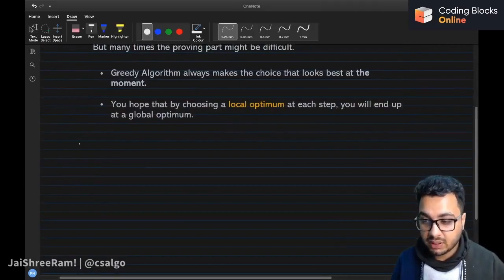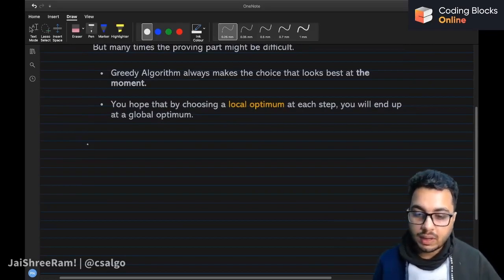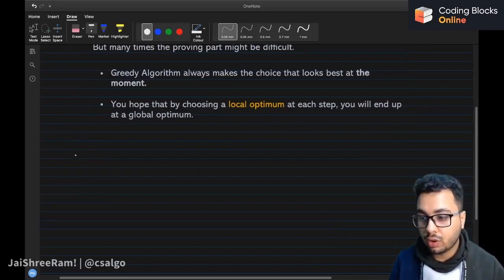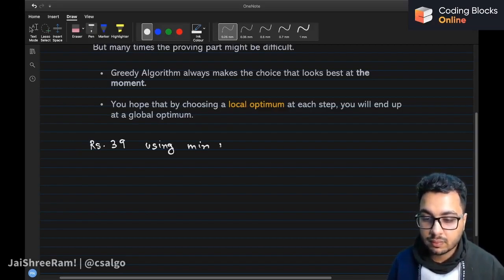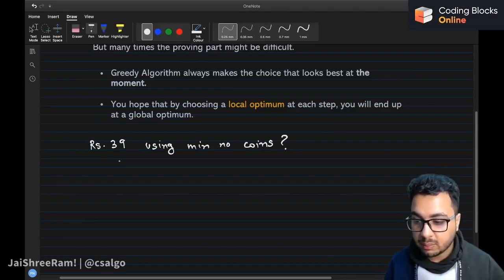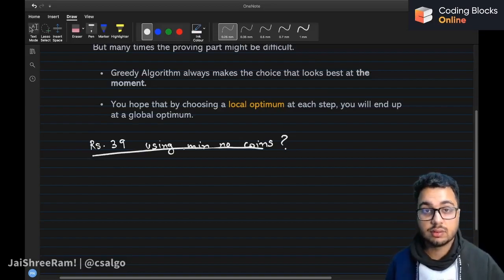Now let me give you a very common example that I generally discuss. Let's say you want to make change for Indian currency. You want to make change for rupees 39 using the minimum number of coins. There are multiple ways to approach this problem.